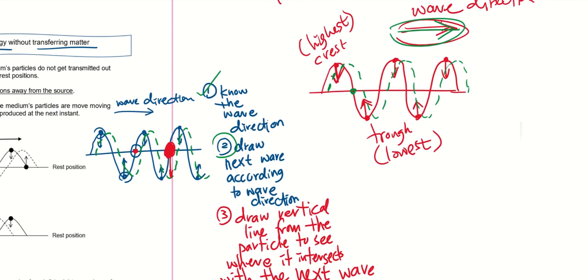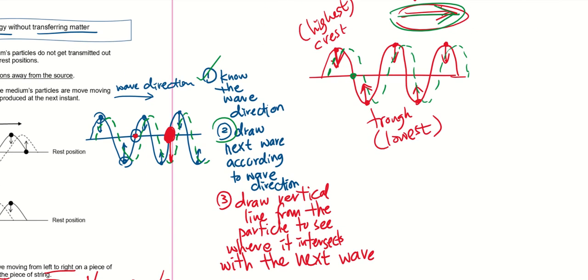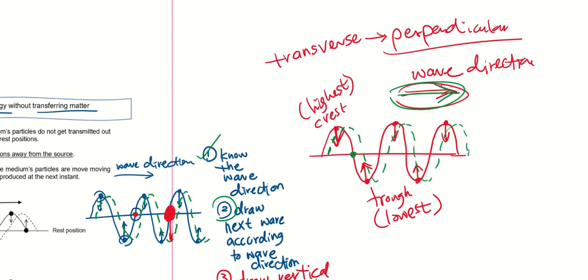And step 3, draw a vertical line from the particle to see where it intersects with the next wave. So just now we talked about particles at the crest and particles at the trough. Particles at the crest definitely will go down. So basically you draw a vertical line downwards, and where do you see that it cuts the dotted line? It cuts over here. From the highest point, it moves down to a lower position. So it coincides with our theory that when you're at the highest point, next motion you're going down.